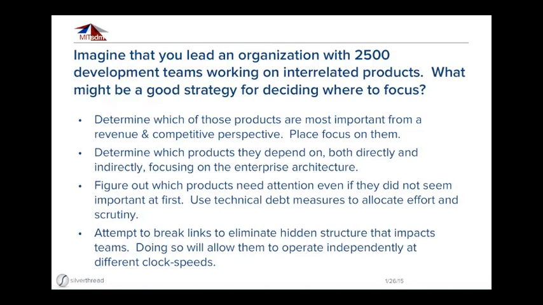And then ultimately, you may want to attempt to break some of these links or eliminate hidden structure that impacts those teams if you can do a financial analysis. And these are some of the things we at Silverthread are working on. Technical debt balance sheets, for instance. How do you rationally decide whether to refactor something or rewrite it or leave it alone based on financial considerations, as opposed to just sticking your thumb up in the air and testing the wind? How do you make rational financial decisions using this kind of information about complexity, architecture, and technical debt?